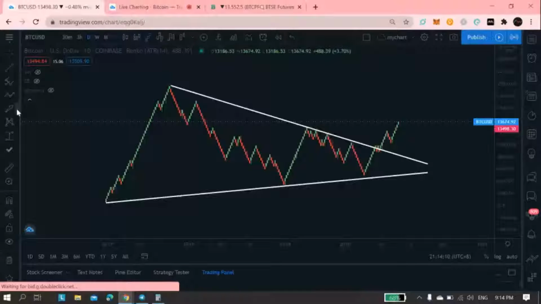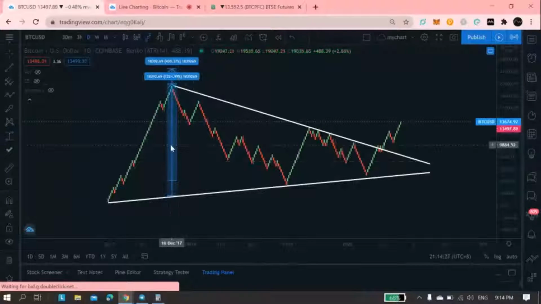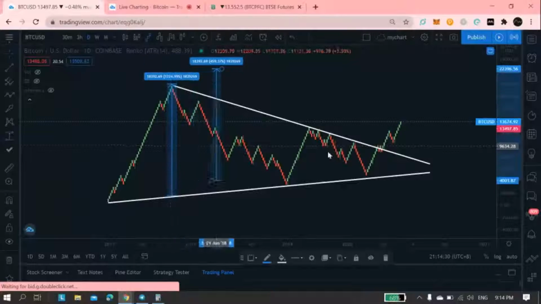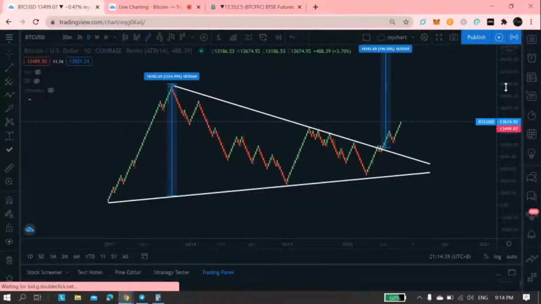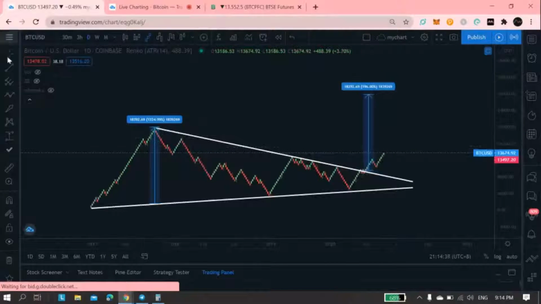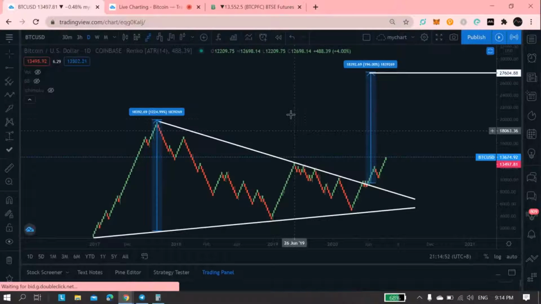So let's measure it again. This one. And then let's copy that, and we will put that at breakout. So the height of this, or the possible long-term target, is around this area, the 27,600 area.